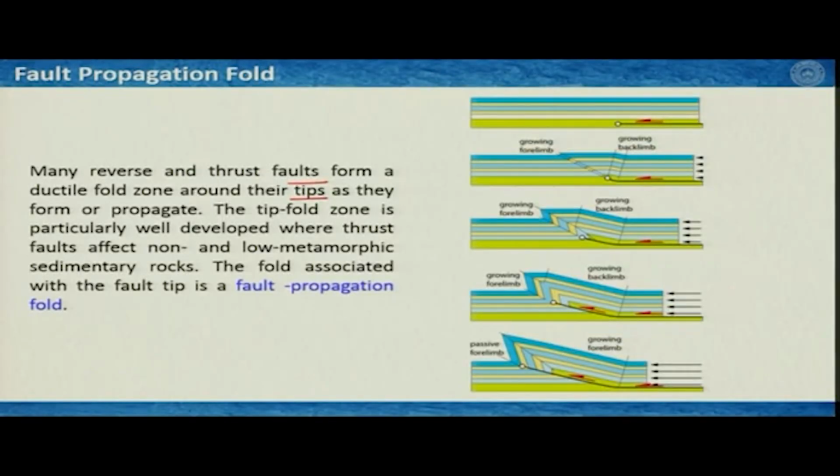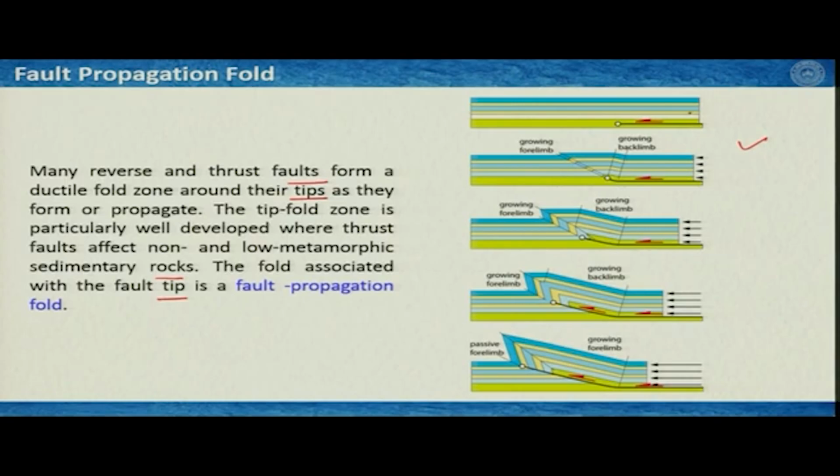We will see how these things occur with this illustration. But the tip fold zone is particularly well developed where thrust faults affect non-metamorphic and low-grade metamorphic sedimentary rocks. The fold associated with the fault tip is fault propagation fold. Again, the tip is very important, and for fault bend fold it is along the fault. So let's see how it works in contrast to what we have learned with the fault bend fold.